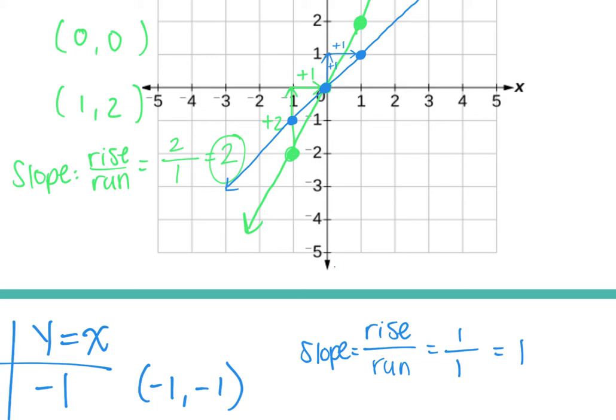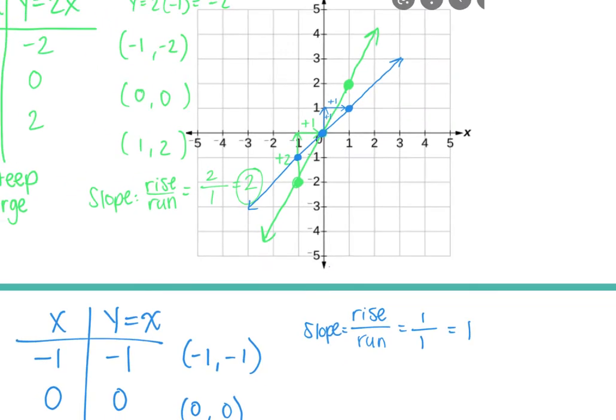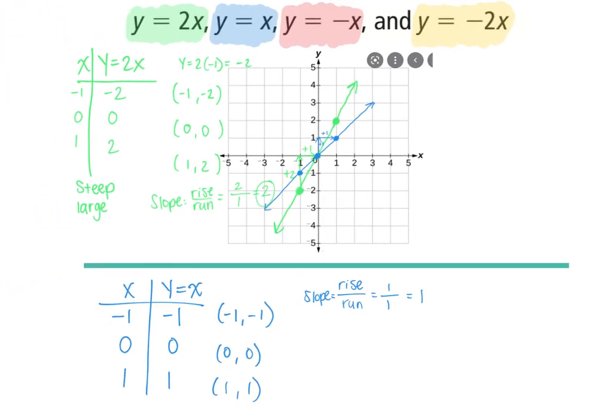How many people have seen slope before? Okay. How many people have not? Okay. All right. Let's take a look at the red graph. How many people don't like slope? Okay, good. We're going to change that.